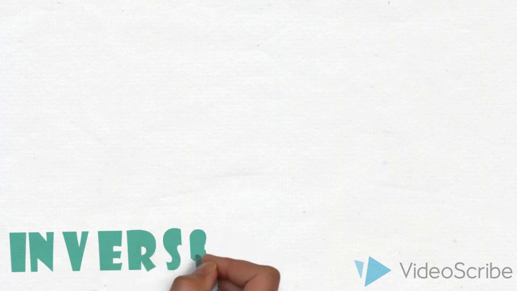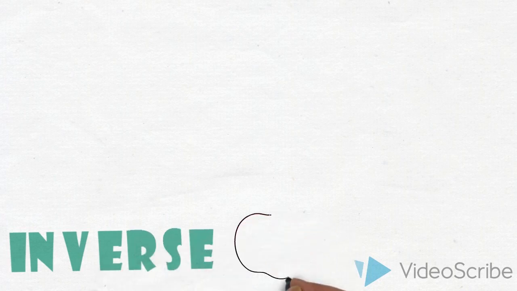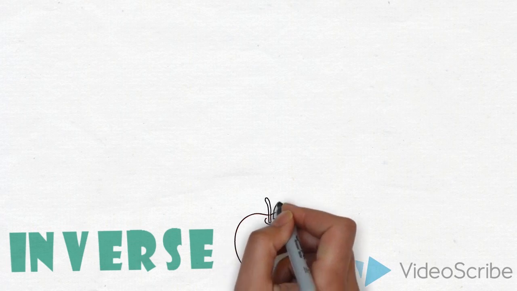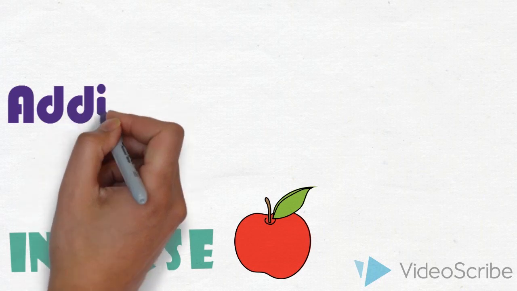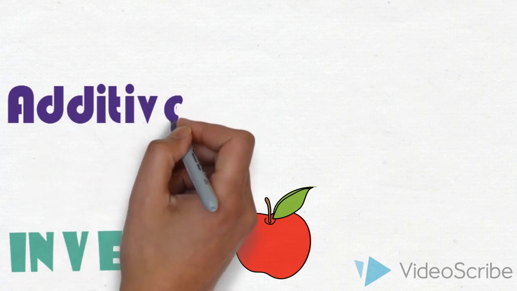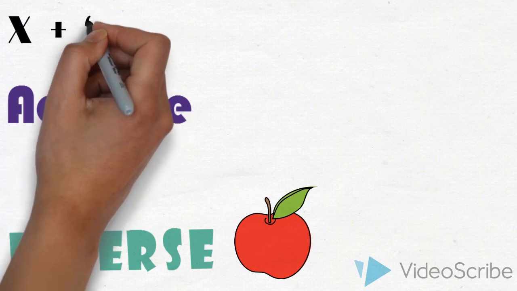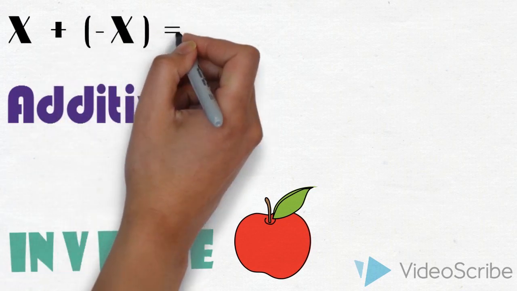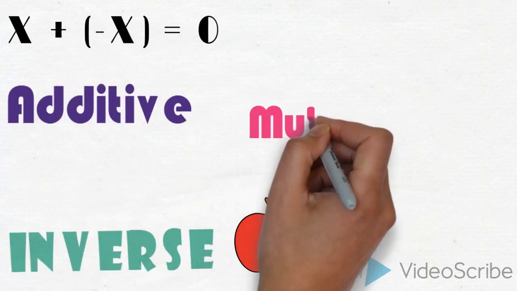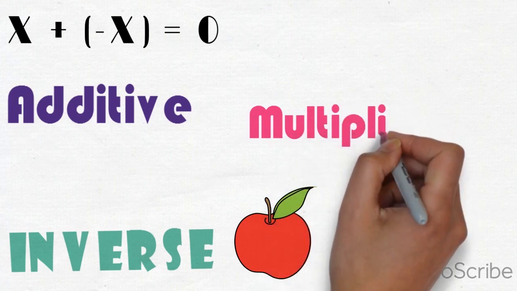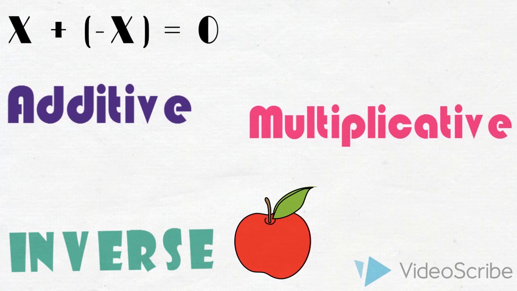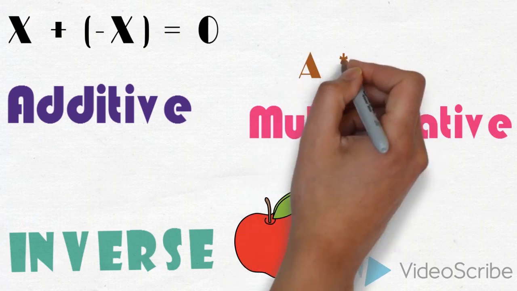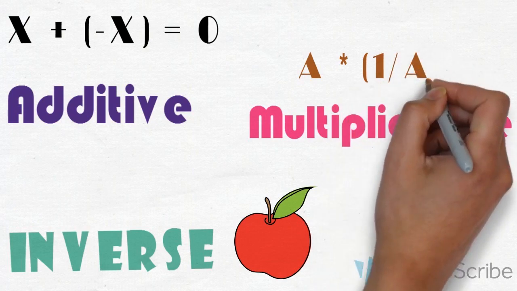And the last one from this group is called inverse, which can also be divided into additive inverse and multiplicative inverse, but with the opposite objective of identity. In the first case, we need to add the negative version of a real number for getting 0 as a result. For example, x plus minus x is equal to 0. And in the multiplicative inverse case, we multiply the real number by the fraction 1 over itself, for getting as a result the number 1, such as in this case, a by 1 over a is equal to 1.